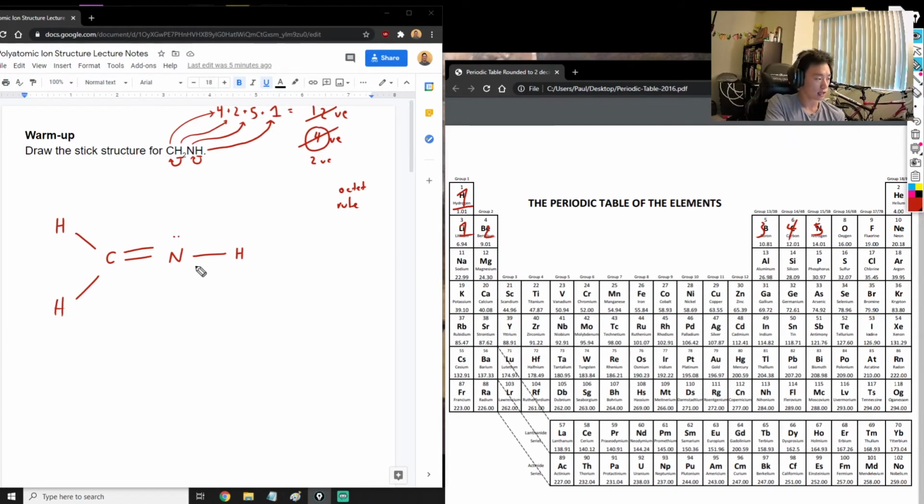Now, if we want to count up how many bonds there are, you're going to see there's a single line here. That's 1, 2, 3. That means there are going to be 3 single bonds. And then, right here, we have 2 lines between the same atom. That means we're going to have 1 double bond. Okay, so this structure right here has 3 singles and 1 double.